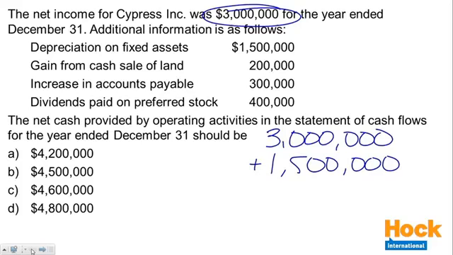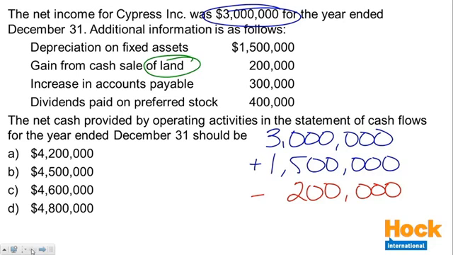The second item, the gain from the cash sale of land. Well, the sale of land isn't an operating activity. It's an investing activity. And so the cash received from the sale of the land should be shown in the investing section as a cash inflow. But this gain from the sale of land is included in our $3 million of income, and it shouldn't be. It's not a cash inflow from operating activities, and so we need to take out that $200,000 gain from the sale of the land.